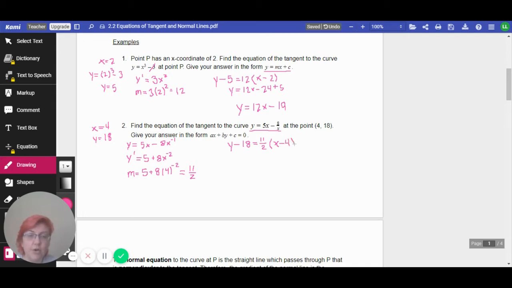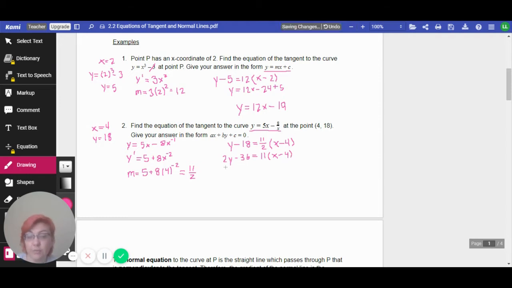Okay, so to start converting this, the first thing I want to do is multiply everything by my denominator because I need to have integers as a, b, and c. So everything gets multiplied by the denominator, and I end up with 2y minus 36 equals 11 times x minus 4.